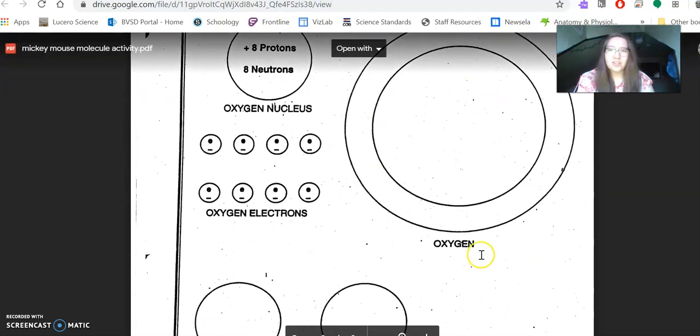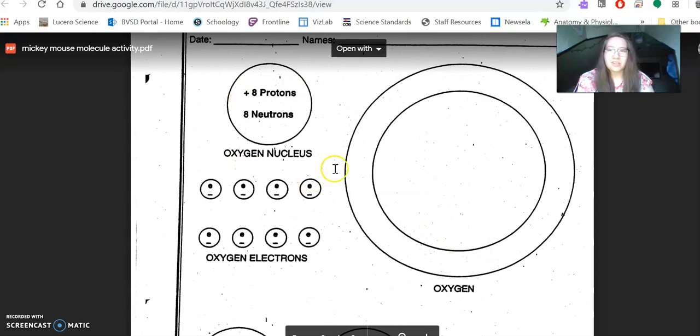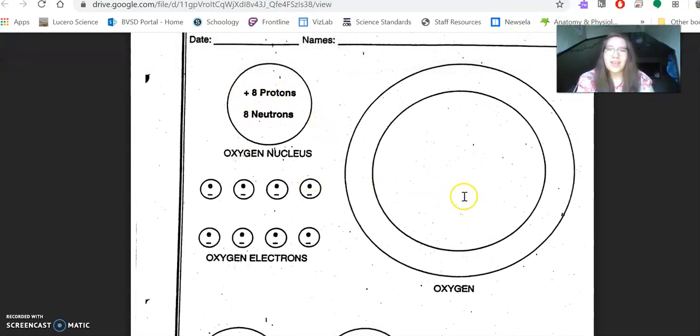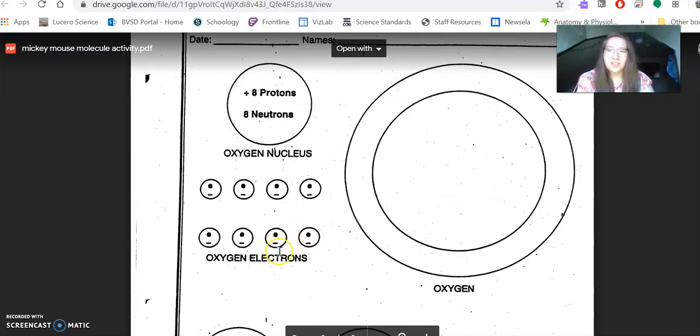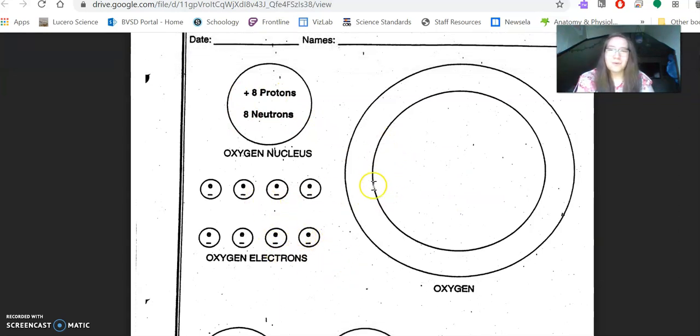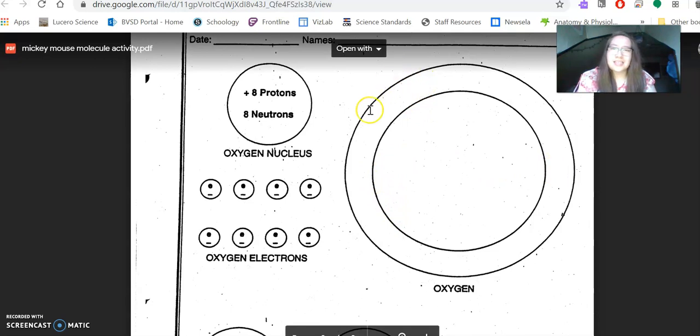You're going to have oxygen, and in the middle you have your oxygen nucleus with 8 protons and 8 neutrons. And then you're going to cut out oxygen's little electrons and put them in the valence shells, just as if you've done when you're drawing them. We've had lots of practice with this when we were in our atom unit. So the first shell is going to have 2 electrons, and the second shell is going to have the remaining 6, and you'll paste them around.